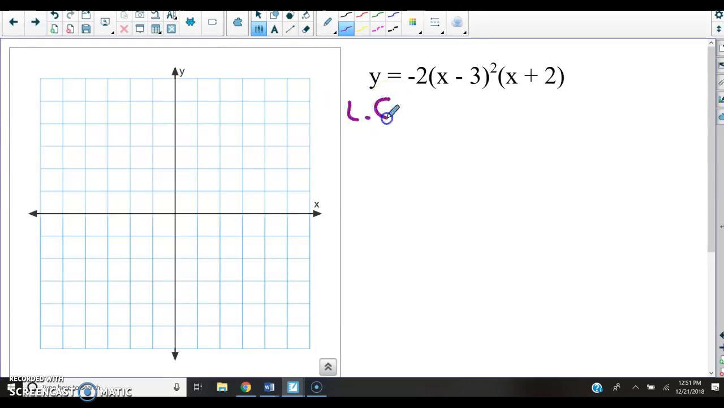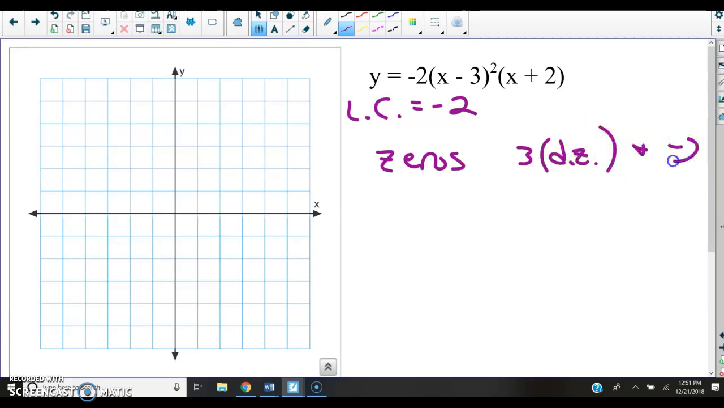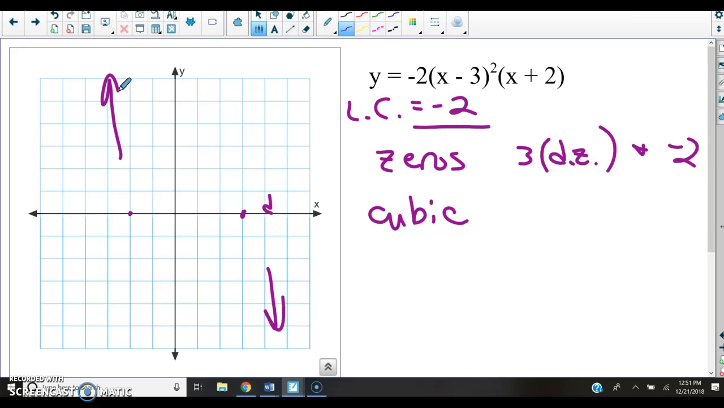Okay, here's another one. Okay, my lead coefficient is -2. I got zeros at 3, and that's a double zero, and -2. So 3 is a double, and -2. It's a cubic. If I were to expand it, it's going to be something x cubed. My lead coefficient being negative means this is going down this way. Cubic, the ends are opposite. I've got a pretty good idea what this is going to look like.